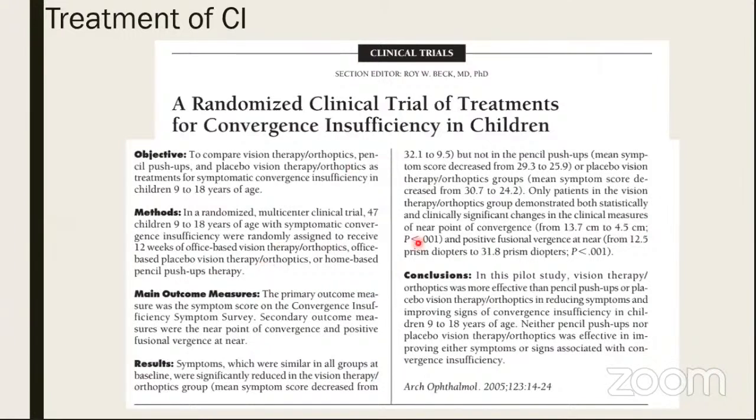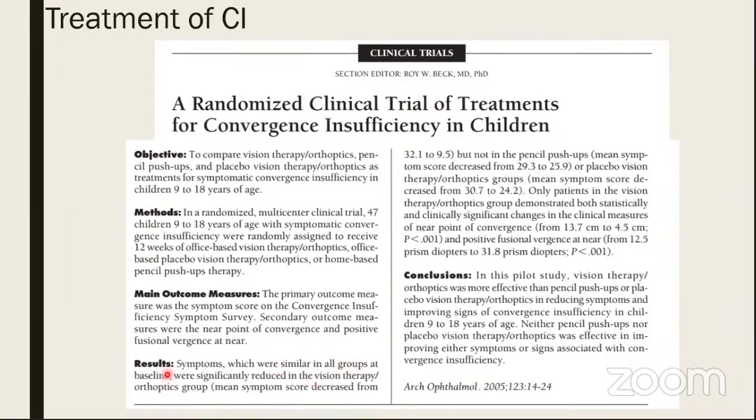We can find the full publication on the internet itself. This was published in 2005. Before this randomized clinical trial was performed, the pencil push-up was the mainstay of treatment, especially when the orthoptic model of treatment was mainly used for convergence insufficiency. So a randomized clinical trial was performed.